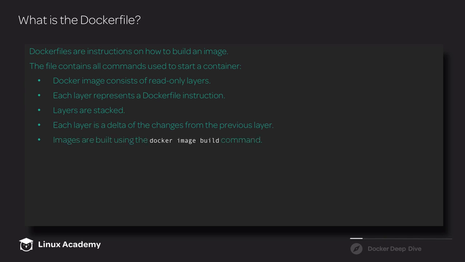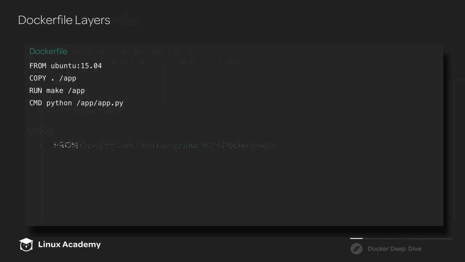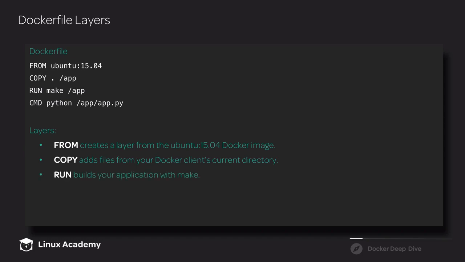When building an image, we use the docker image build command, passing in any flags that need to be used along with the Dockerfile. So here's an example of a Dockerfile. The first layer is created using the FROM instruction, and every single Dockerfile begins with it. This tells Docker what the base image is going to be. The COPY instruction adds files that are in the current directory of the Docker client, and copies the files over to the container's destination. Next, the RUN instruction is being used, and we're executing make. The final instruction is CMD. This tells the container what command to run when it starts.